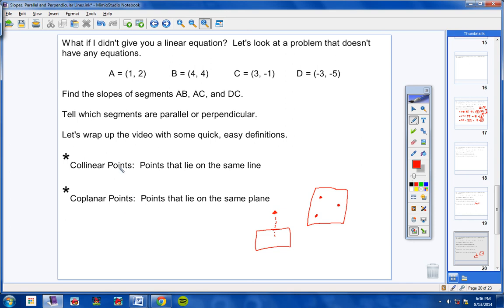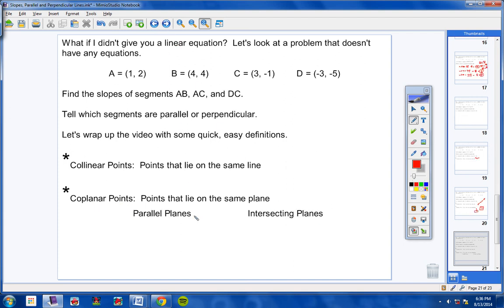So points that are lying on the same line, if I have a line like this, and I've got a point here, and a point here, and a point here, and a point here, all of those points are called collinear points. If I have a bunch of points like this and they're all in the same plane, I call those points coplanar points. That's pretty easy to understand.